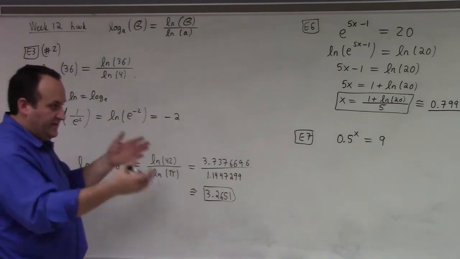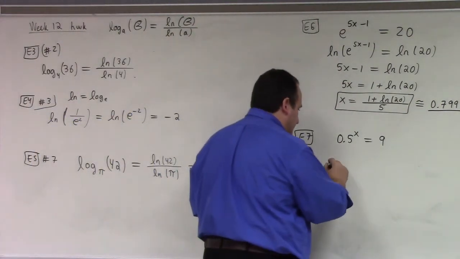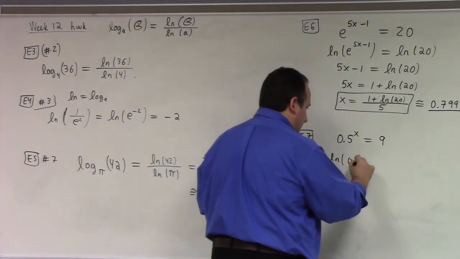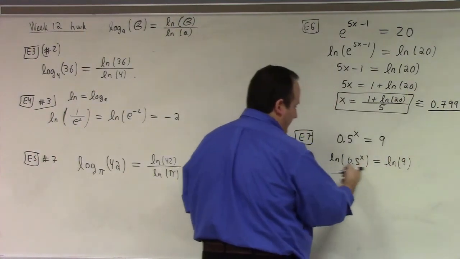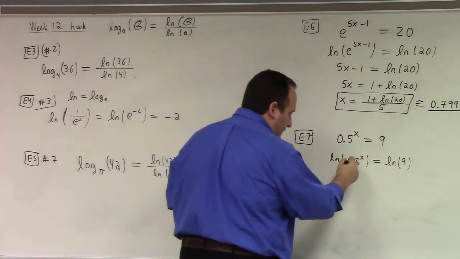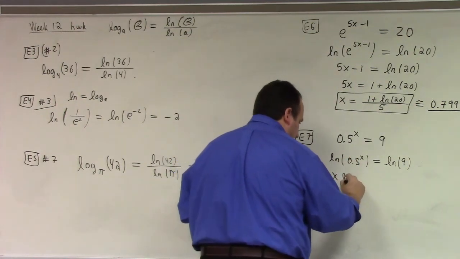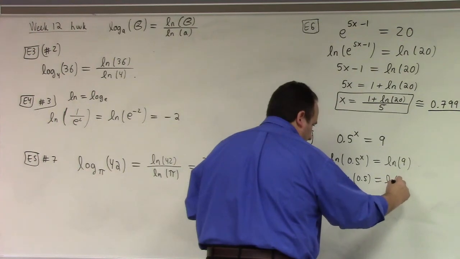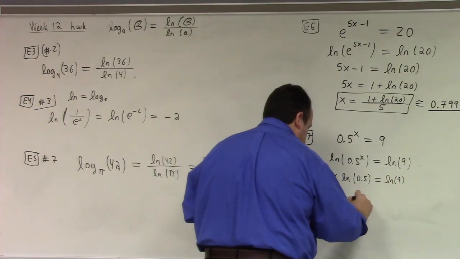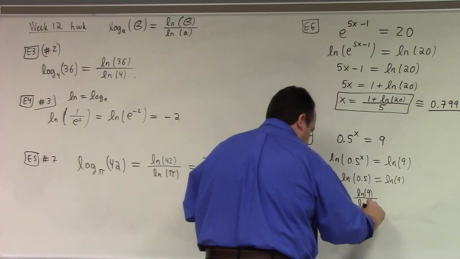So we can try that. Take the natural log of both sides. What happens? By property 2 that we proved at the start of today, that's x times the natural log of 0.5 equals the natural log of 9, and then solve for x. x is equal to the natural log of 9 divided by the natural log of a half.